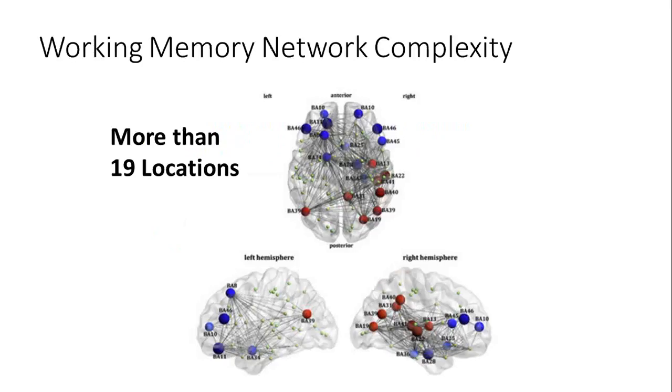Now let's look at working memory networks and the complexity of those. Here's a picture of the working memory network on the left and the right. The first thing that you can see is that there's more than 19 locations here. So if you're doing connectivity on a brain map, you're not capturing all of the locations just in working memory alone. And if you look at how these are located, a lot of them are outside the 10-20 system. They're in between in a lot of areas.